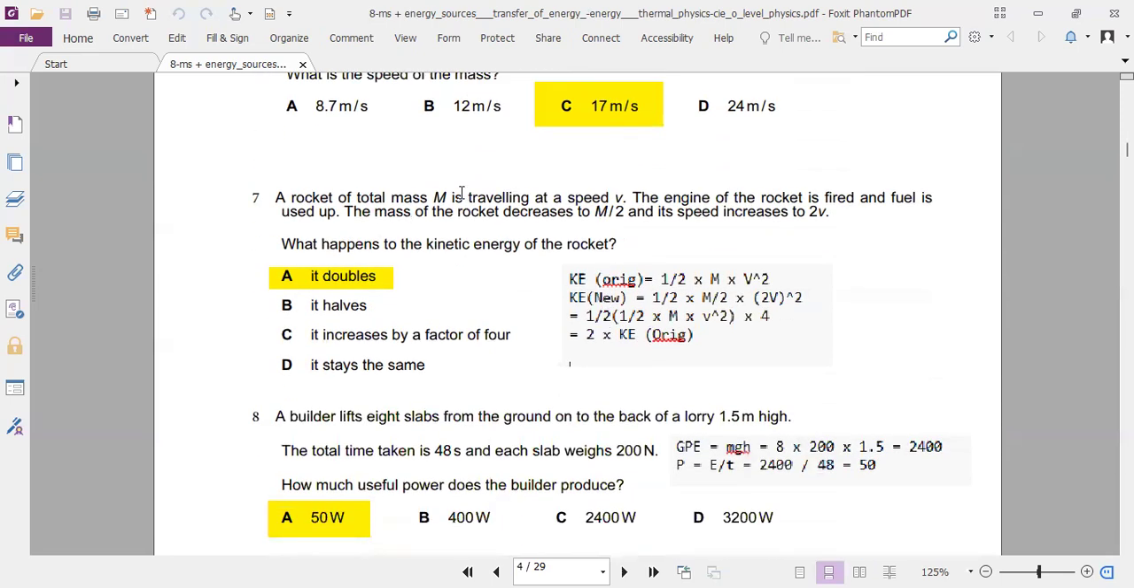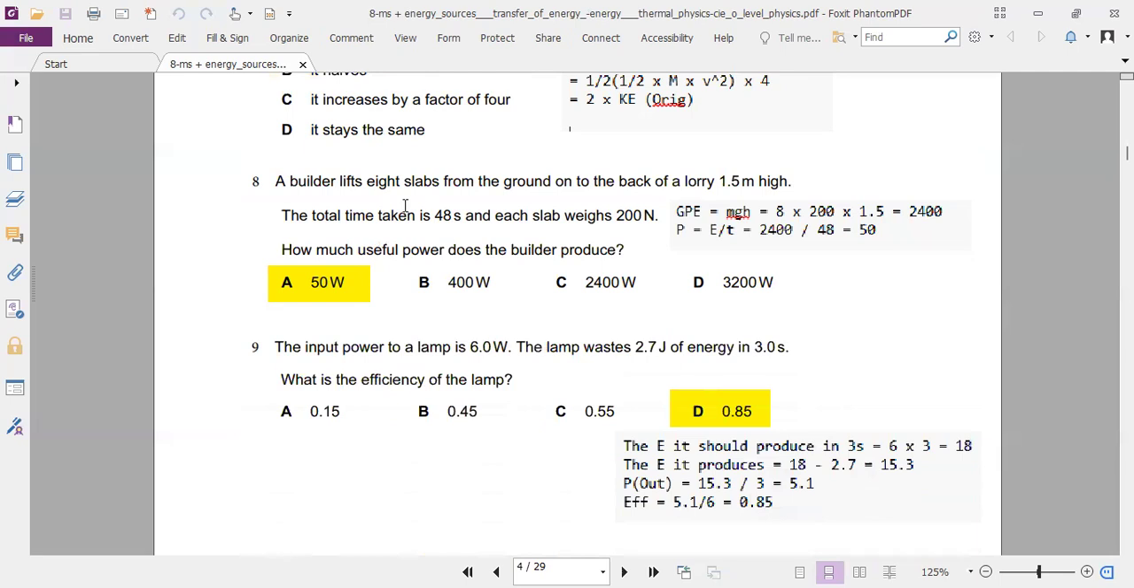A rocket of total mass m is traveling at speed v. The engine is fired and fuel is used. The mass of the rocket becomes half and the speed becomes twice. What happens? So we put the original relation for kinetic energy and then we calculate the new one by substituting m as half and v as twice. We put the values and we get 2 times the original KE. So it doubles.